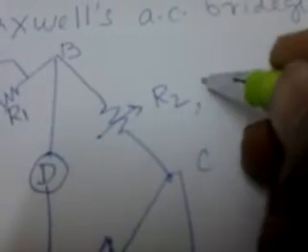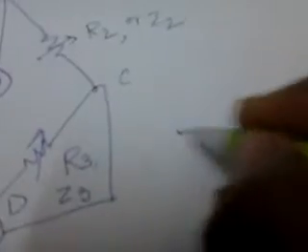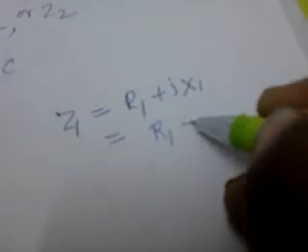Now, in these arms, the impedances may be written as Z1, Z2, Z3, where Z3 is equal to R3 and Z2 is equal to R2, and this one is Z4. Now, this Z1 can be written as R1 plus jX1, which is equal to R1 plus j omega L1, and Z4 can be written as R4 plus jX4, which is equal to R4 plus j omega L4.